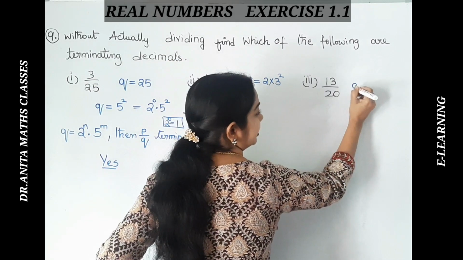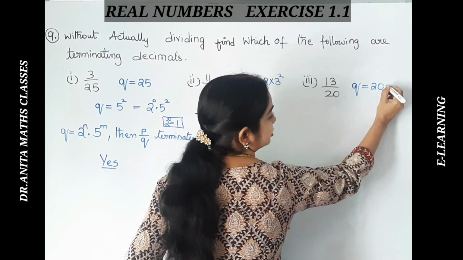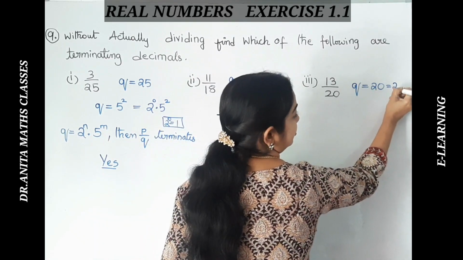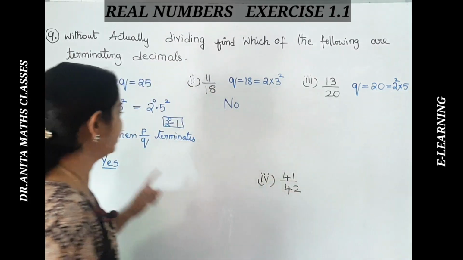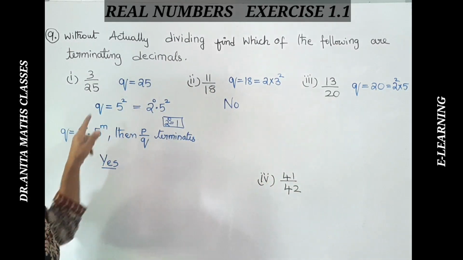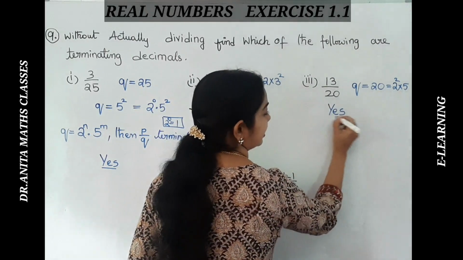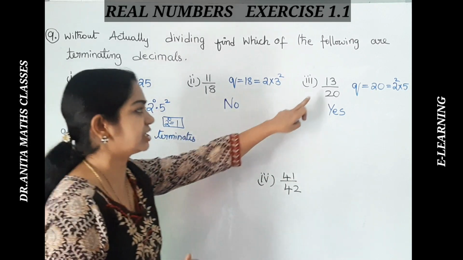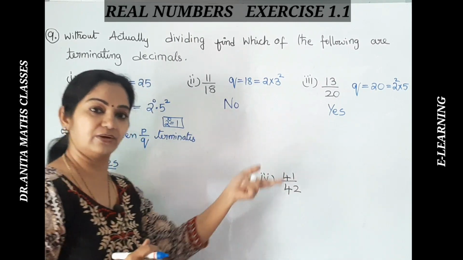Here again, take q is equal to 20. q is nothing but the denominator. So 20 I can write as 4 fives, 20, okay? 2 square into 5. So here that is clearly in the form of 2 to the power of n, 5 to the power of m. So therefore yes, it has a terminating decimal. We are not performing the actual division here. We are only checking the denominators and writing whether it is yes or no, whether it is terminating or not.